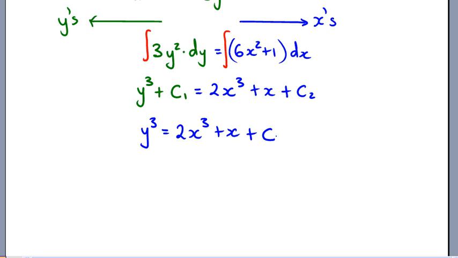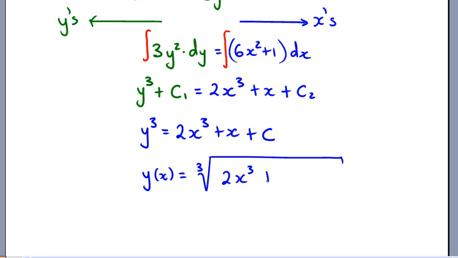Last move in order to solve for y, I'm going to take a cube root. If you're bothered by those c's all turning into 1c, don't worry. As we do a few more, I think you'll see the flexibility here and understand how that works. But as I go to solve for y, I'm going to take a cube root. I'm now finding y, which is made up of x's. It's a cube root of this trinomial over here. So it's the cube root of 2x cubed plus x plus c.